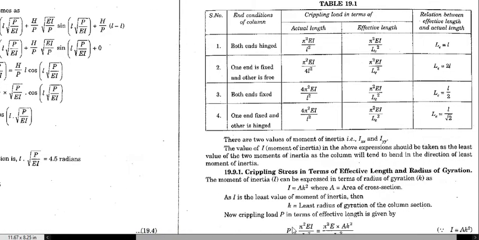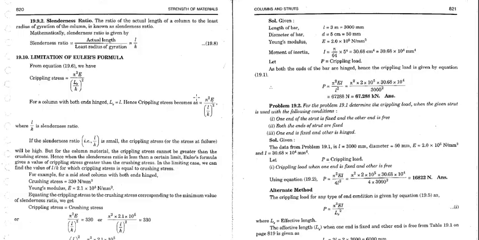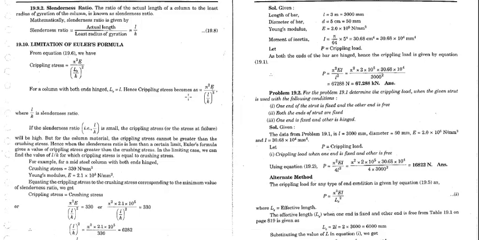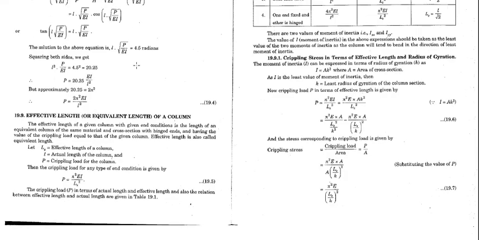At the same time, we can express such formulas using the equivalent length, where we just substitute the value of L by the equivalent length. This is summarized tabular data from which you can see the crippling loads that we have calculated for various end conditions. And at last we have the slenderness ratio, which is defined as the ratio of the actual length over the radius of gyration.